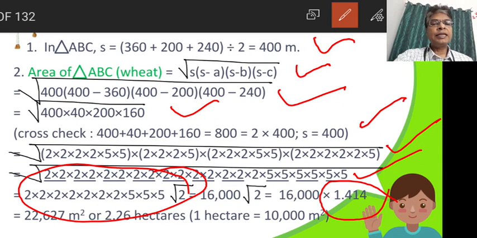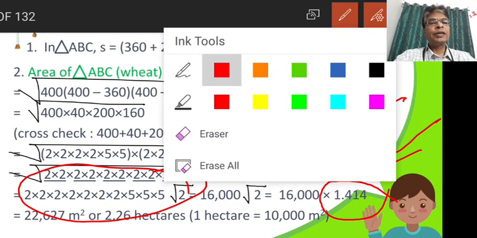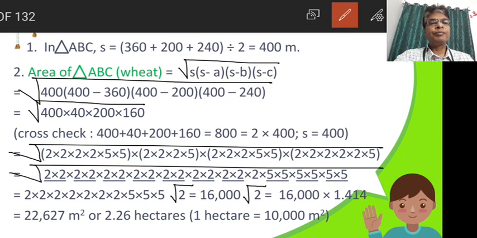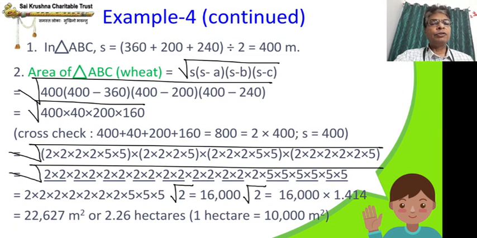And in the question it is already given that 1 hectare is equal to 10,000 meter square. So with that we have arrived at the answer. Area of triangle ABC, that is wheat, is grown in 2.26 hectares. I'll remove all the markings. So you can pause the video and note down all the steps, but otherwise you can also do it yourself and then find out whether the answer is matching.